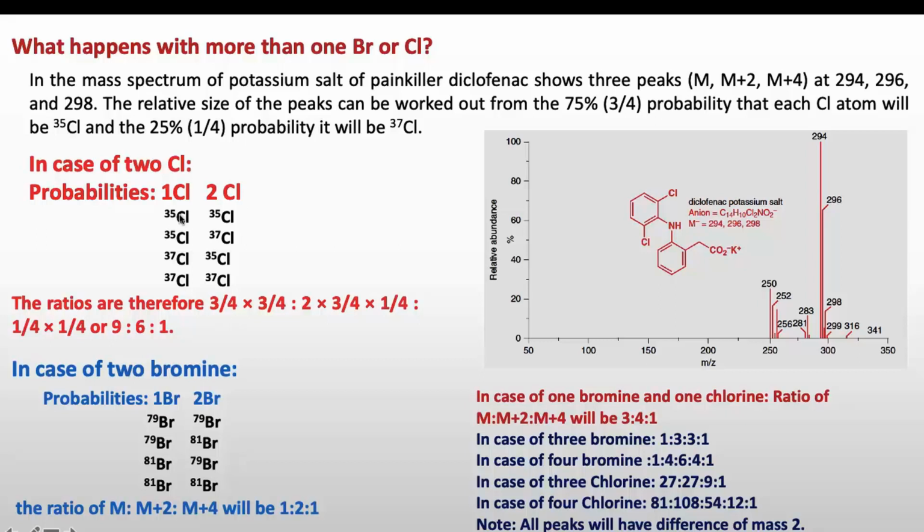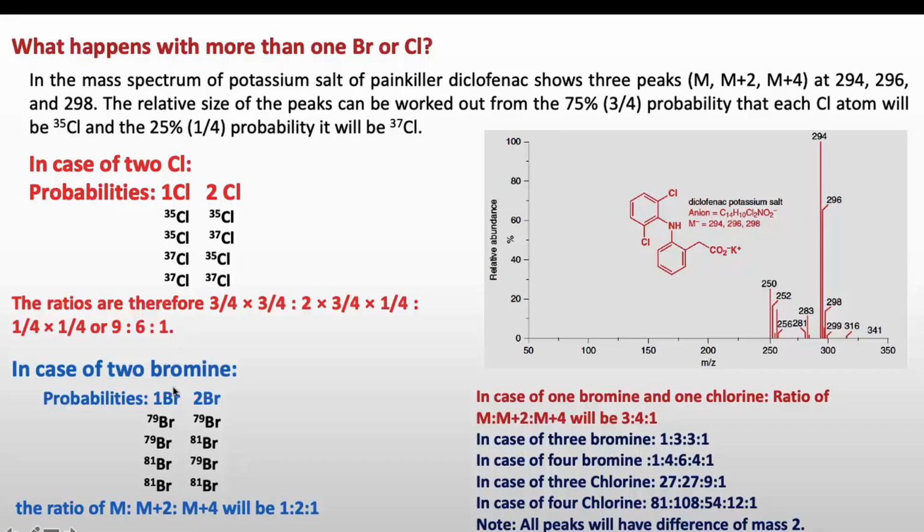For 35, 3/4 times 3/4. Now 3/4, 1/4 and 1/4, 3/4, so there will be two conditions that are the same. So we take 2 times 3/4 times 1/4. Then for 37, it is 1/4 times 1/4. So finally we will get the intensity 9:6:1. So in the case of two chlorines in our molecule, we will have three peaks for M, M+2 and M+4 with intensity 9:6:1.